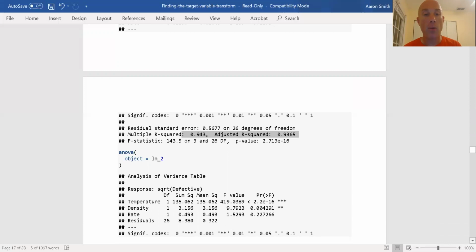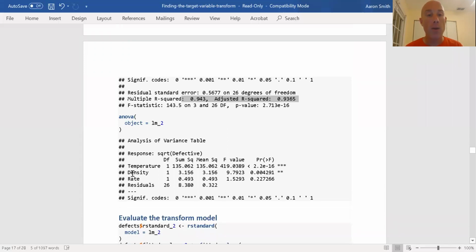Now let's go ahead and look at the Anova table. Should we add temperature to the constant model? Yes, we should. That is within machine accuracy. Now, should we add density to the simple linear regression model with temperature? Yes, we should. Should we add rate? Maybe, maybe not. That would be up to subject matter experts. But just going off of what I've seen so far, I'm leaning towards excluding rate from the model.